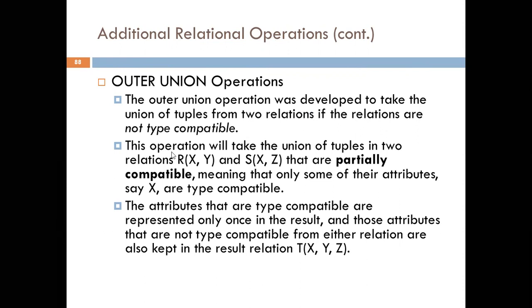So consider that R has attributes x and y, and S has x and z. These are partially compatible, meaning only some of their attributes are compatible. Here it is x. Attributes that are type compatible are represented only once in the result, and those attributes that are not type compatible from either relation are also kept. So if we perform the union operation, x, y and z will appear. Since x is compatible, it will appear only once. So the resulting relation will be x, y and z.